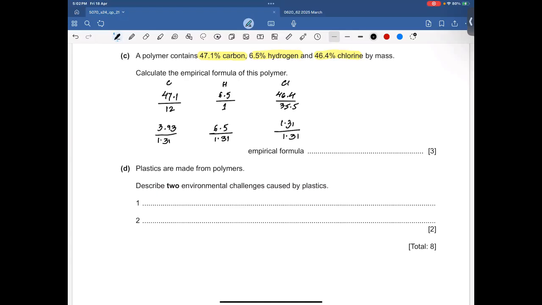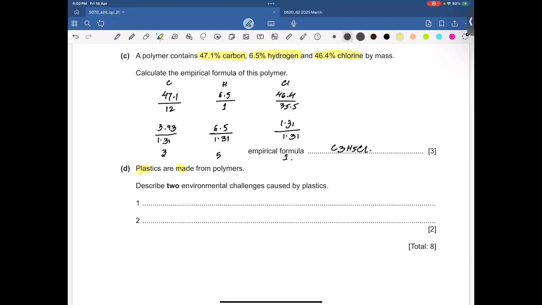Hold on. 3.93 divided by 1.31 is going to be exactly 3. 6.5 divided by 1.31 is going to be 4.9, rounded off to 5. And that's 1. So C3H5Cl is the empirical formula of this polymer.